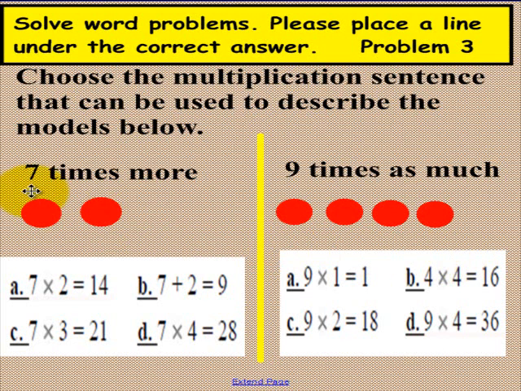Okay, let's look at the first one. 7 times more. Here's 2. Their answer should have been 7 times 2 is 14. On this one, it says 9 times as much. So it'd be 4 times 9, or D. If your answers matched ours, that is fantastic. If you would please, have another student come up to the smartboard for the very last problem. And please erase the board.